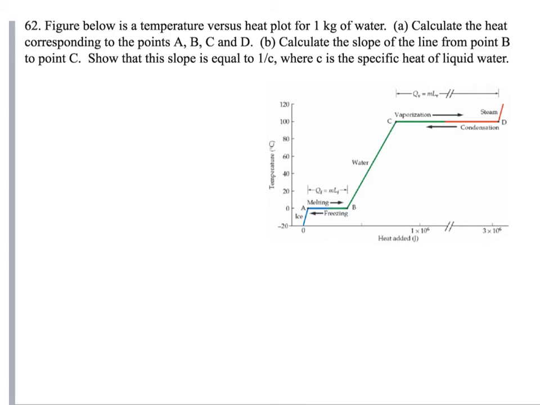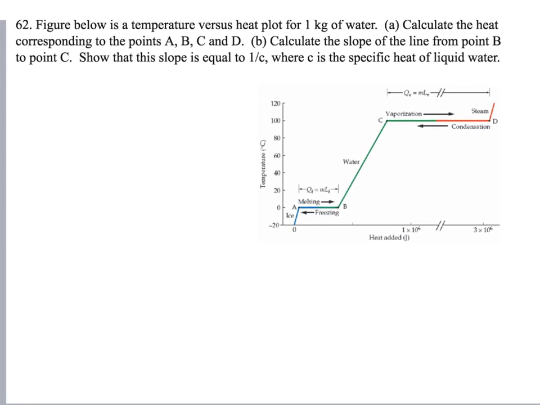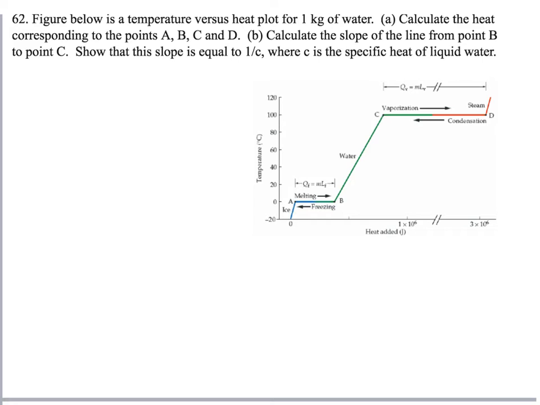It's a little hard for me to see, but in this problem, the figure right here is a temperature versus heat plot, and it's for 1 kilogram of water. So it's basically showing us the process where from our origin to point A is ice, and then from A to B we're melting, and then B to C we're heating the water, and then C to D it's giving off steam.